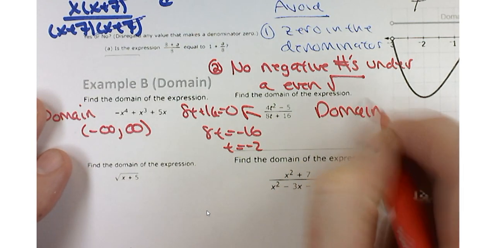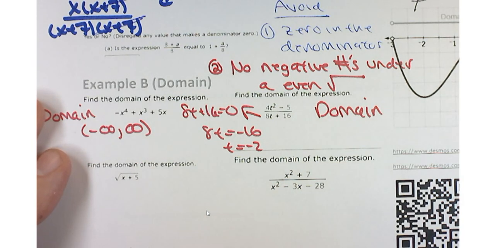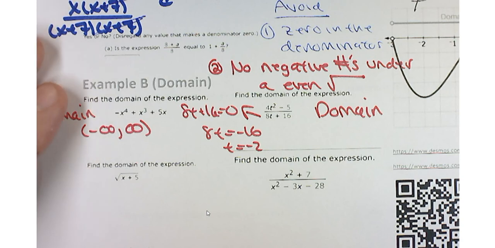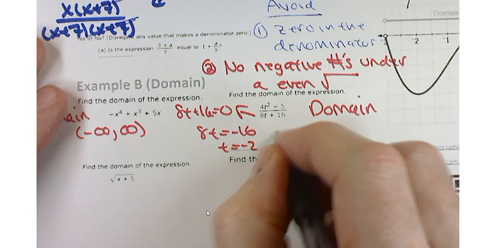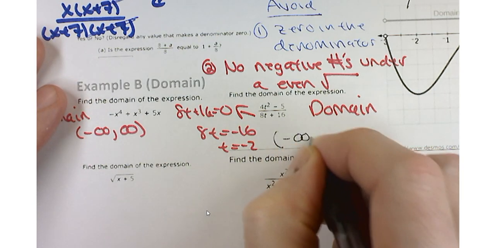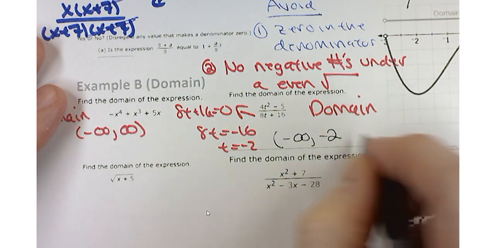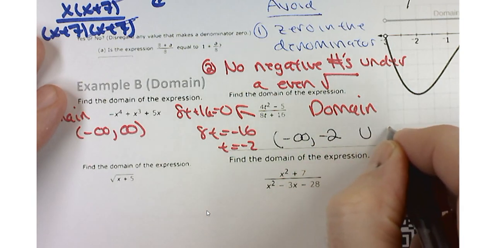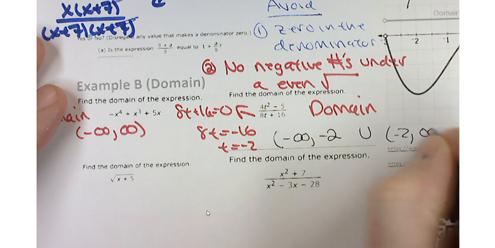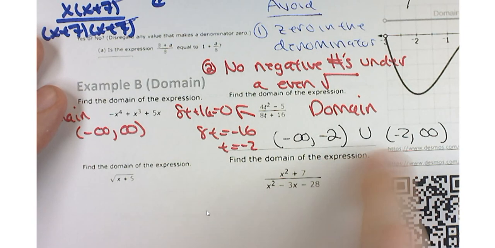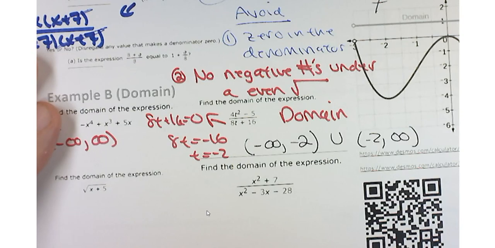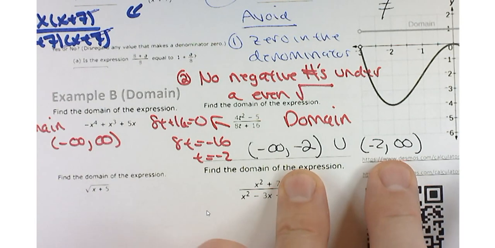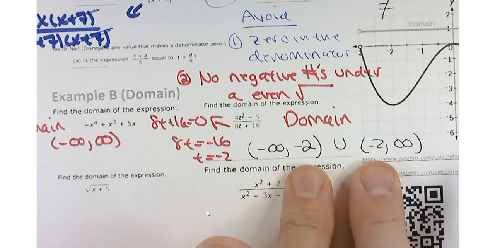Domain: negative infinity to -2, union -2 to infinity. In case you didn't hear that, it was negative infinity to -2 union -2 to infinity. I'm using parentheses around both of these because I don't want to include either endpoint. I'm not including the -2.